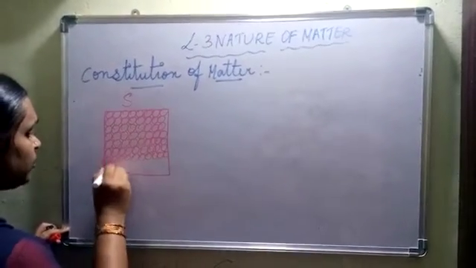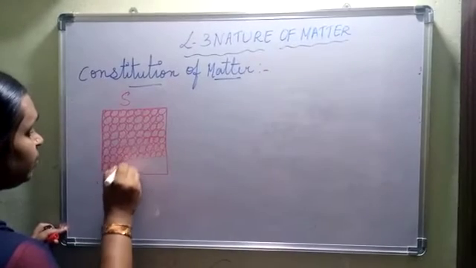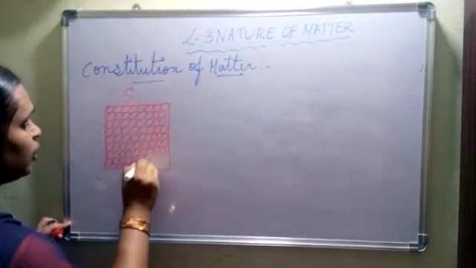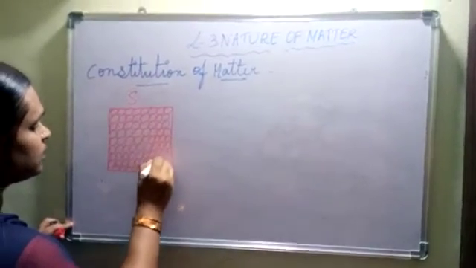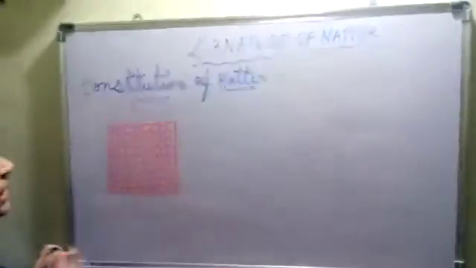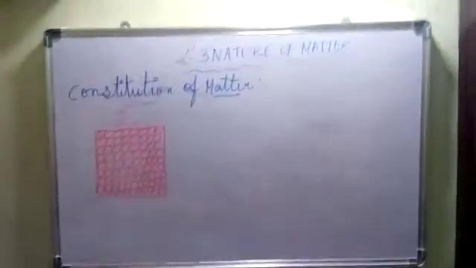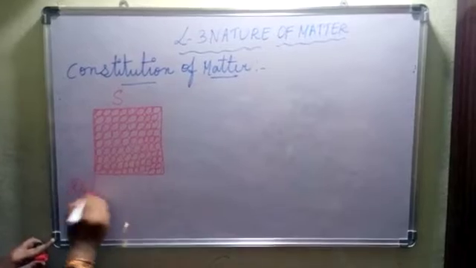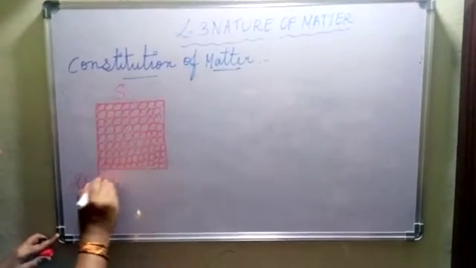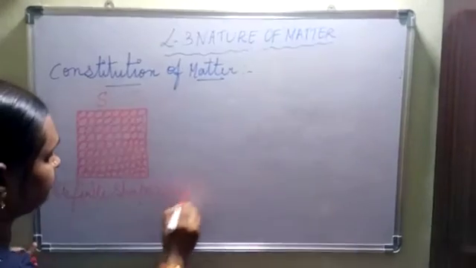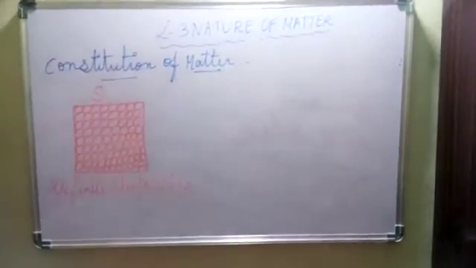How are you able to say that solids have definite shape and definite volume, children? Because of the arrangement of particles. In solids, the particles are very closely packed. Since they are very closely packed, solids have definite shape and size, and they cannot move from one another.